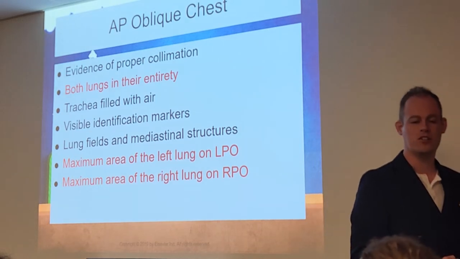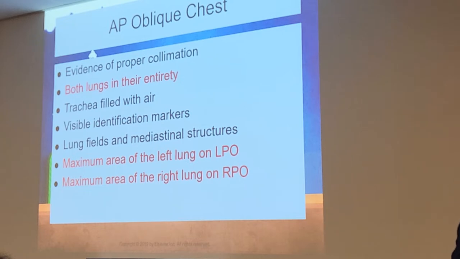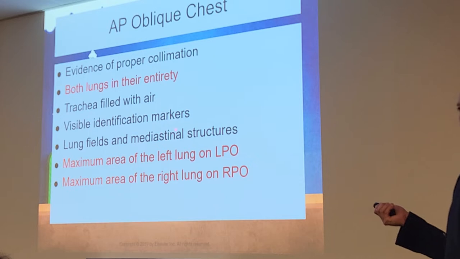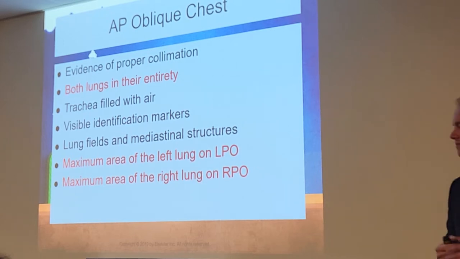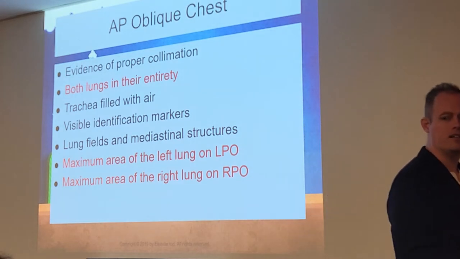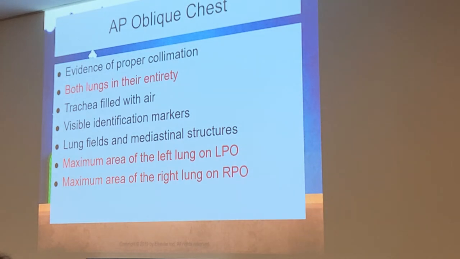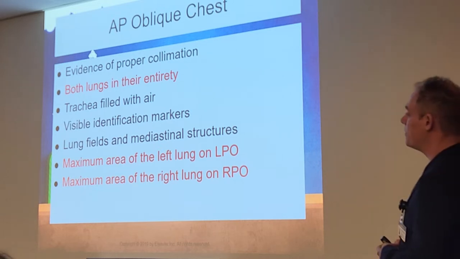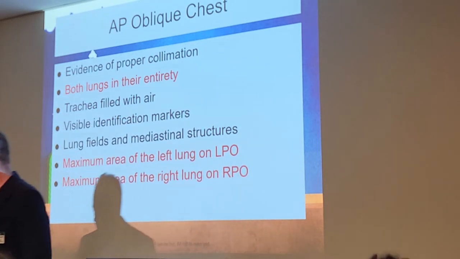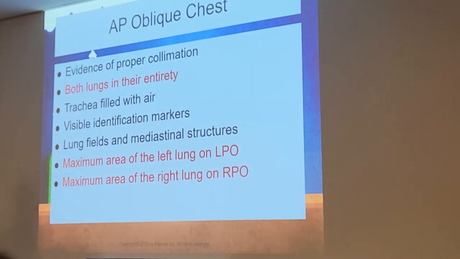Of course, markers. We must have our markers to know what we're looking at. And then we want the maximum area of the left lung on the LPO, because once again, LPO, left lung is the star of our show. Maximum area of the right lung on our RPO, because the RPO, our right lung, is the star of our show. I always say, make sure you know what the star of your show is on your x-rays. That's very important to remember, especially when it comes to obliques, because they do change depending on which way we have the patient facing. So left lung on LPO, right lung on RPO, because we're visualizing the sides that are down on those AP oblique chest x-rays.